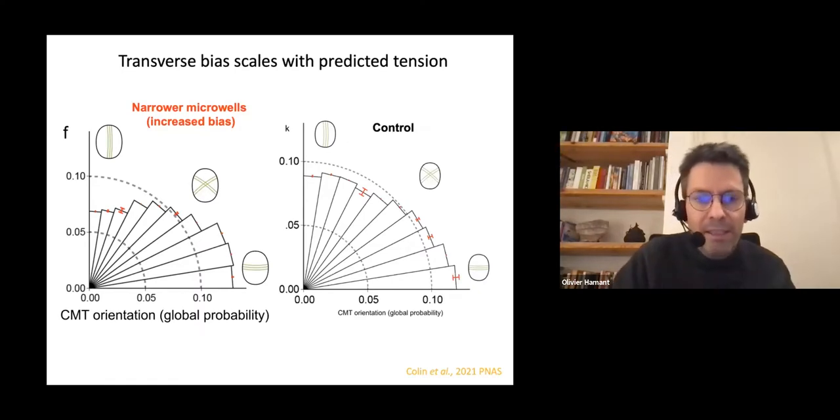So it's a bit smaller. And you see that, in this case, we would predict higher tension, and we see that the bias is stronger as well. So the microtubules are transverse, but there are more microtubules that are transverse, or more protoplasts with transverse microtubules. So this matches with the prediction.